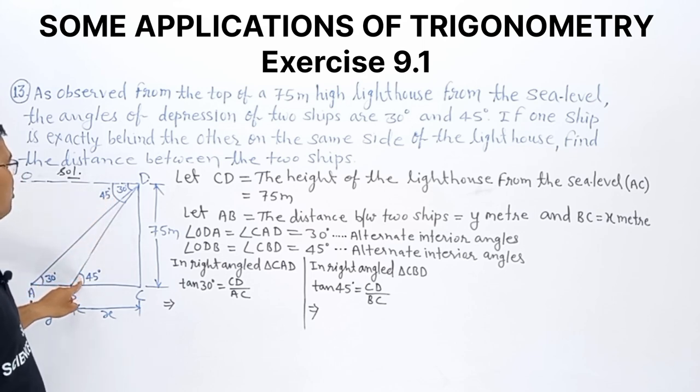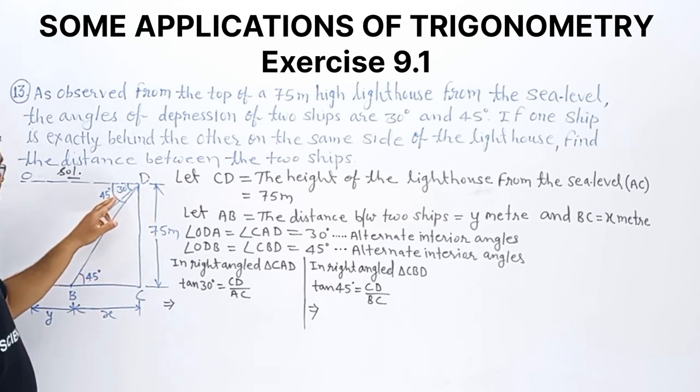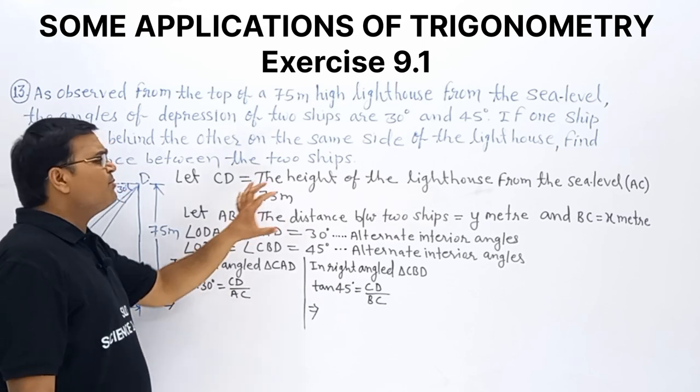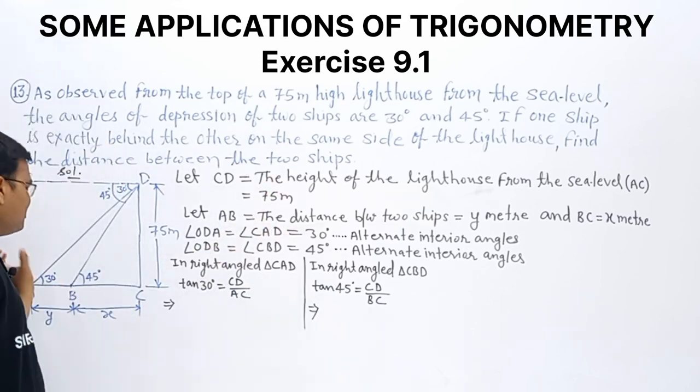Why? Because both are what? Alternate interior angles. Two straight lines are there. This will be the transversal. Then we can say alternate interior angles will be what? Equal. Clear? Now this is the basic idea about the question, but we want our task to find this one.